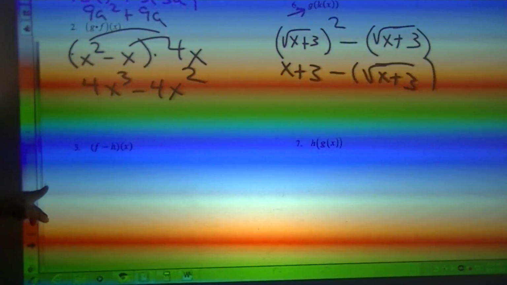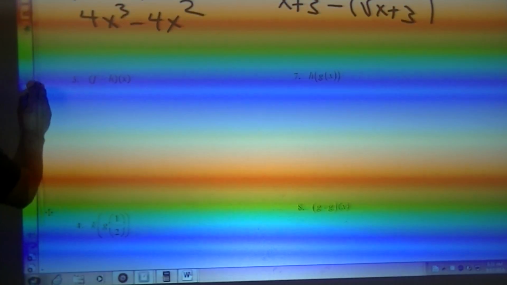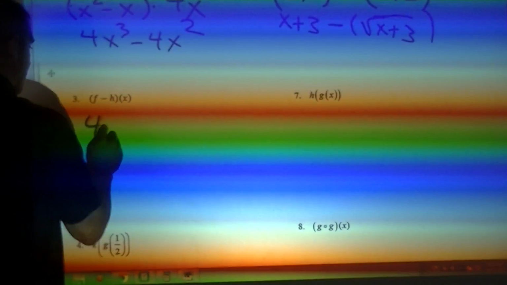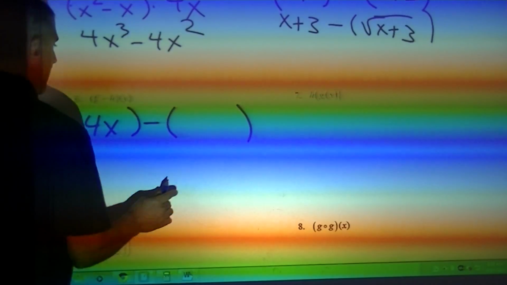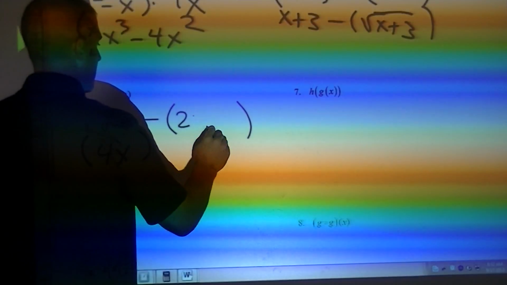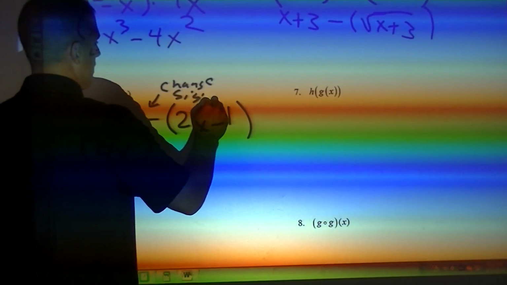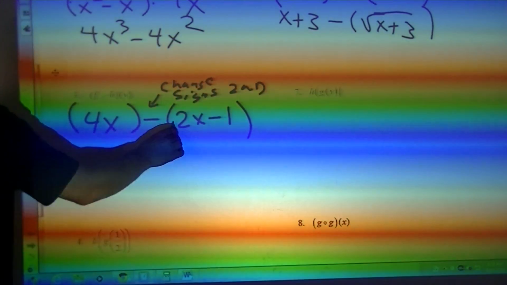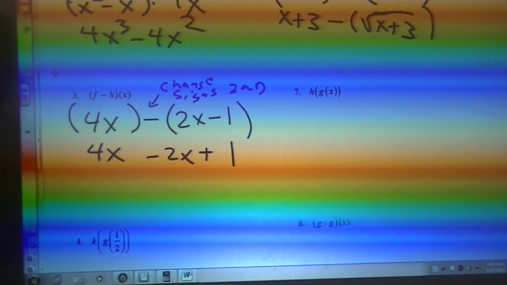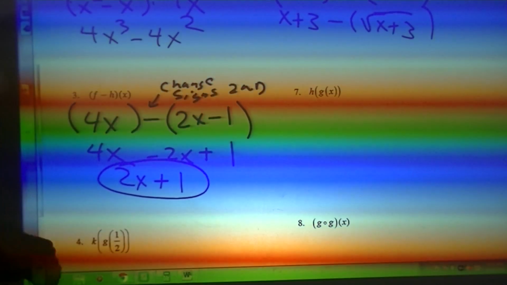All right, moving on. F minus h. What that means is I'm going to start with the F function, which is 4x. So 4x minus the h function. The h function is 2x minus 1. Now, here's what this means. This means change the signs of the second one. So instead of 2x, it's going to be negative 2x. Instead of negative 1, it's going to be positive 1. I bring down this 4x. Now I combine these. That's going to be 2x plus 1, and that's all I can do there.